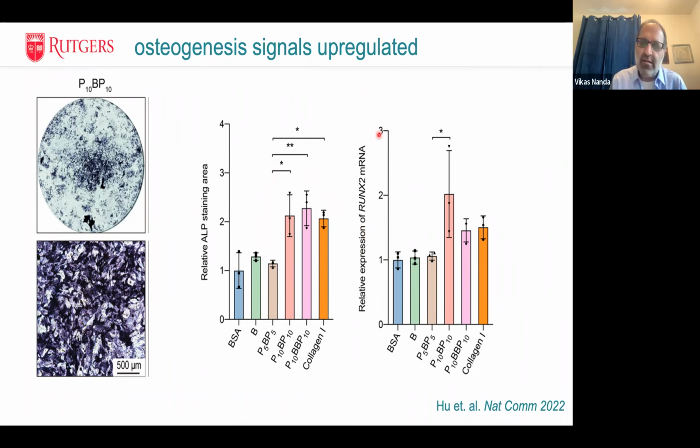Also a transcription factor that's associated with cell differentiation. We can see that actually in one of the synthetic collagens, a much higher level of transcription of RUNX2, and then also for the other ones as well.